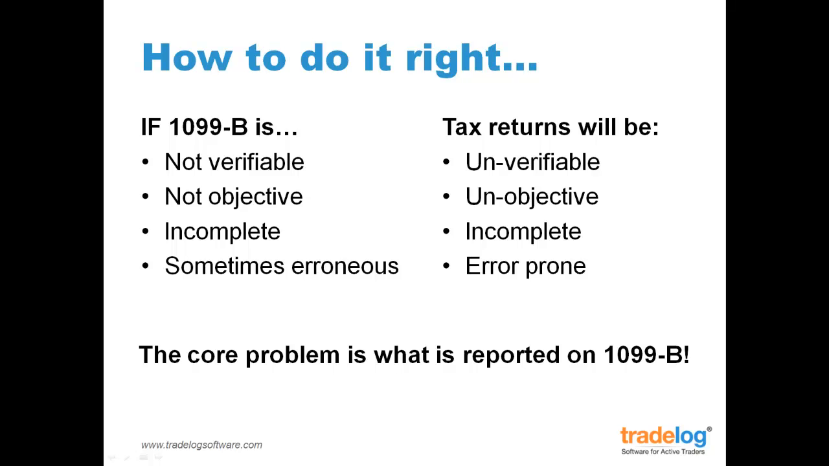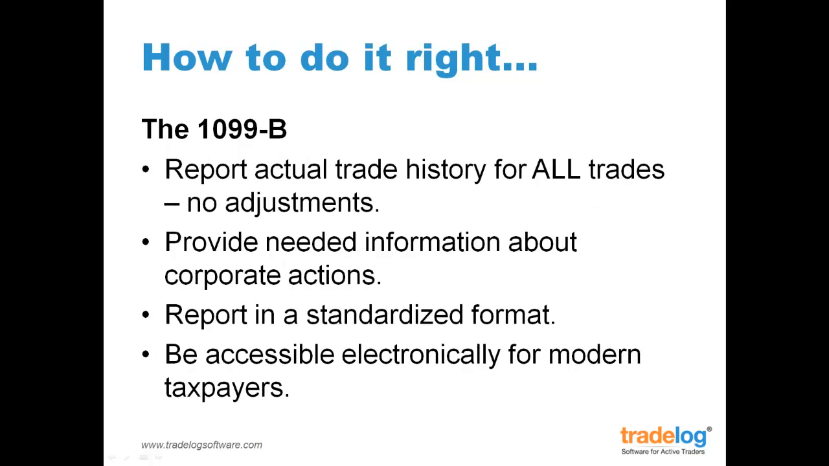Well, the main problem is what is reported on the 1099-B. The regulations that dictate what the 1099-B reports and how it reports, that is the problem. So we took what we know from our experience and said, well, what should the 1099-B look like? And in our report, we make 13 recommendations to get the 1099-B corrected, to make it something that's actually useful.